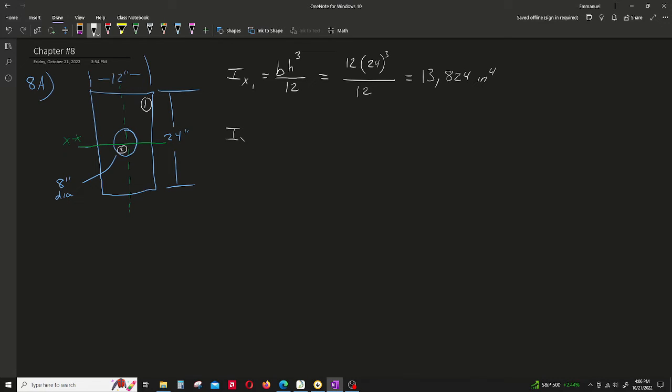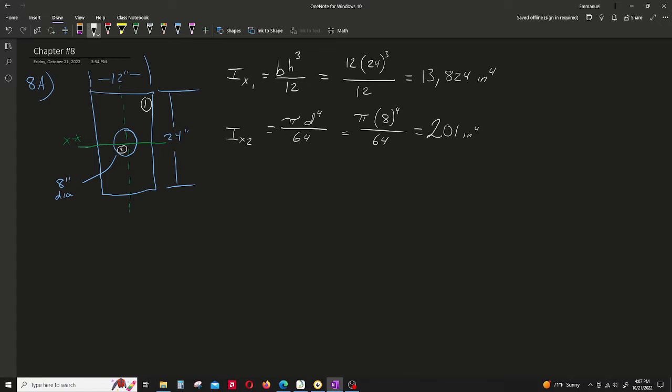And for Ix2, the moment of inertia about the x-axis for the second object, which is a circle, again from Table 3 in the back of the book, the equation is pi d to the fourth divided by 64. That equals pi times the diameter, which is 8, to the fourth power, divided by 64. Therefore we have a total value of 201 inches to the fourth power.